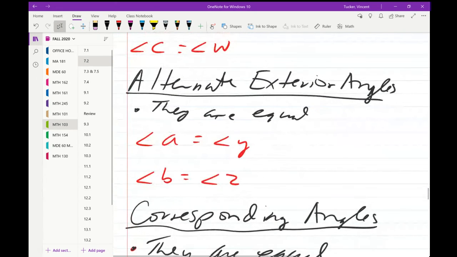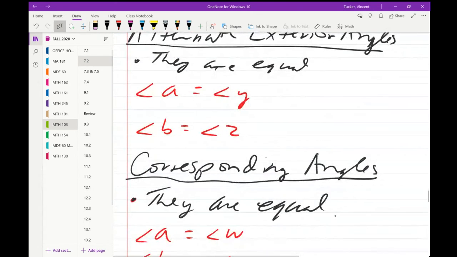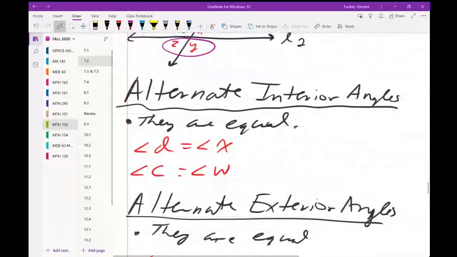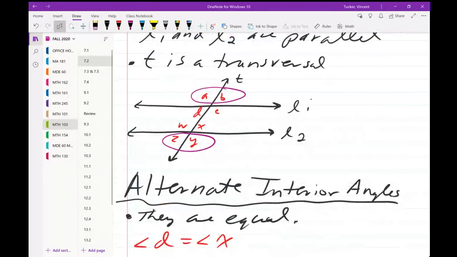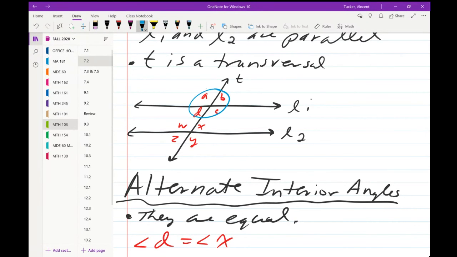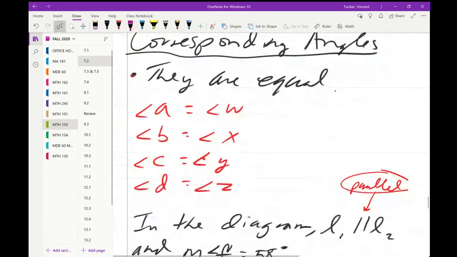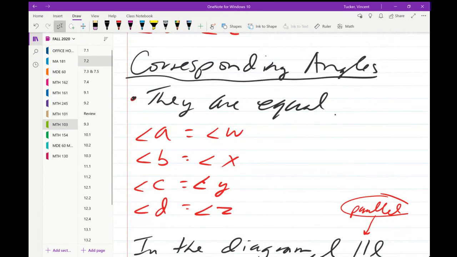In the last relationship, corresponding angles, they are equal. So let's go back to the diagram. What we mean by corresponding angles is that this cluster corresponds with this cluster. So that means A and W, B and X, D and Z, C and Y. So corresponding angles, the whole cluster corresponds to the other cluster.